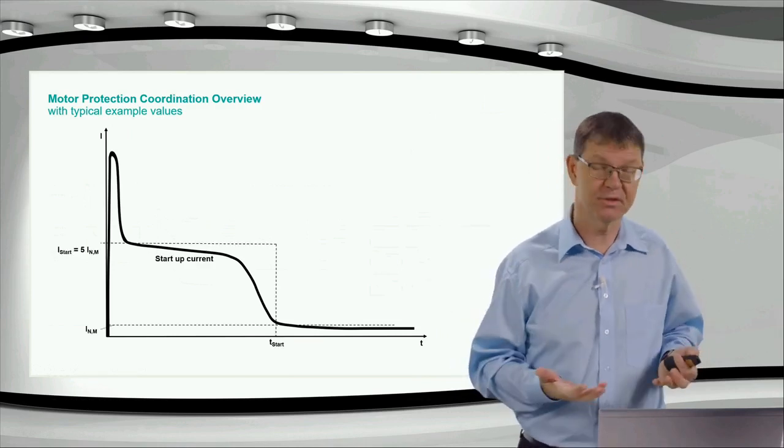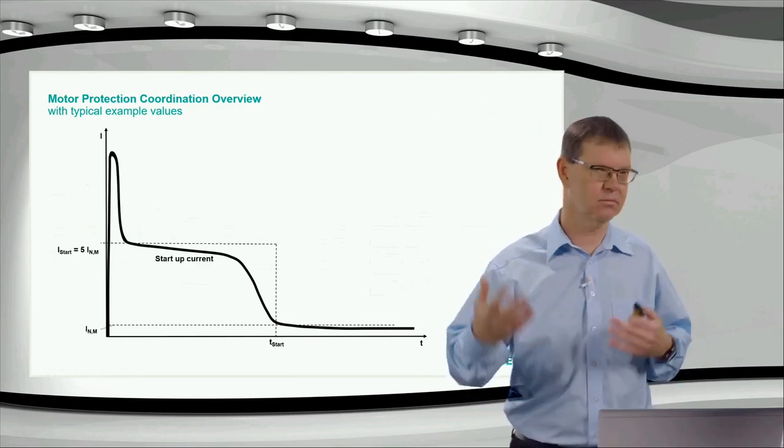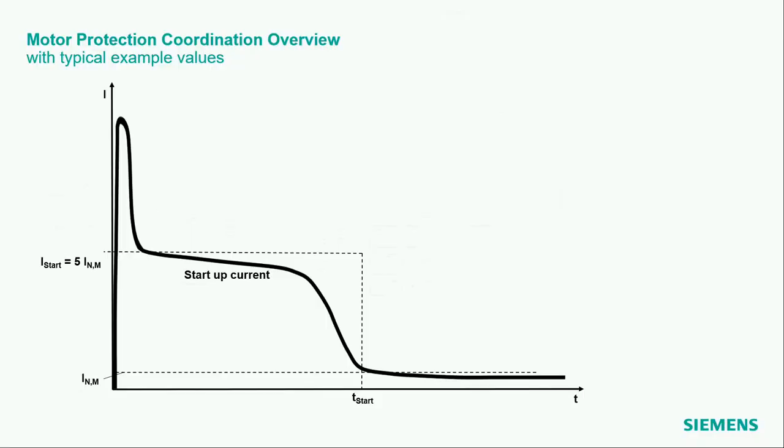And I put some typical values in. So the startup current is around 3 to 8 to 10 times nominal current of the motor. As an average, something like 4, 5, 6 times nominal current. And for the startup time, I gave you already some ranges, a couple of seconds up to, I don't know, a minute maybe. Again, the amplitude of that current depends on how big the load on the motor is.